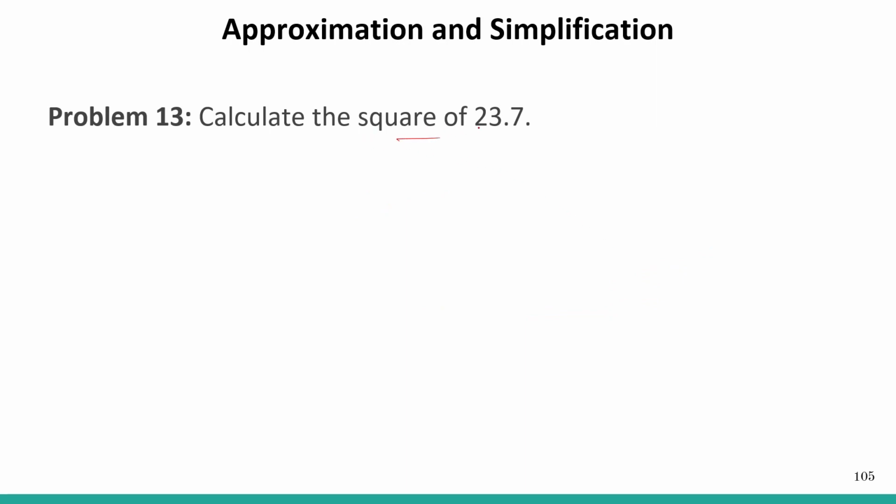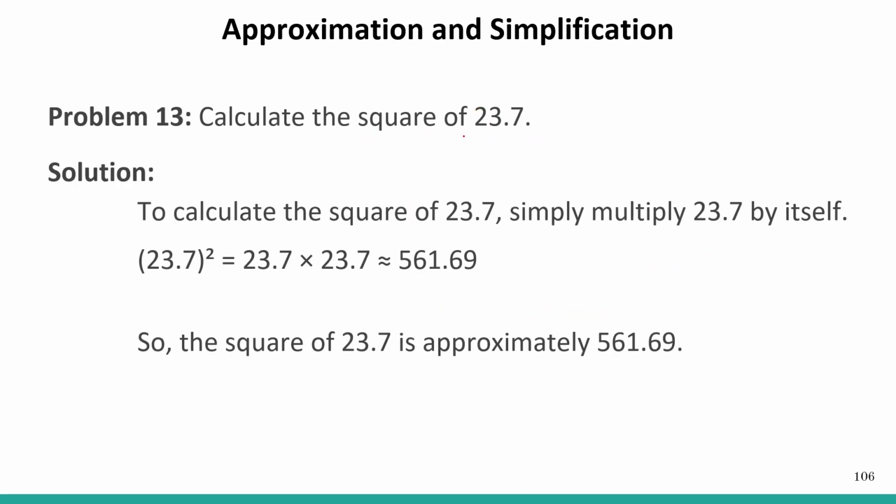So calculate the square of this value. Simply multiply it by itself. So its square is equal to 561.69. So the square of this is approximately this, and rounding it off to the nearest integer, we will be left with 562.